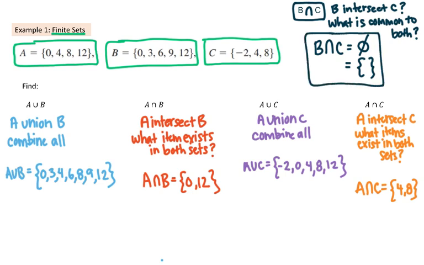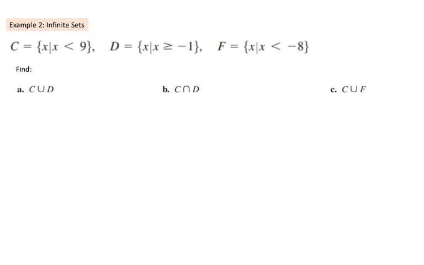Okay, so let's move on to what are called infinite sets. They're called infinite sets because each set has an infinite number of items in them. Look at set C, for example. Set C is the set of all x's where x is less than 9. There's an infinite quantity of numbers that are less than 9. Okay, so it's a little bit trickier when we're doing union and intersection, but we'll give it a try. Usually the strategy is to use a graph to help us, so we'll do that.